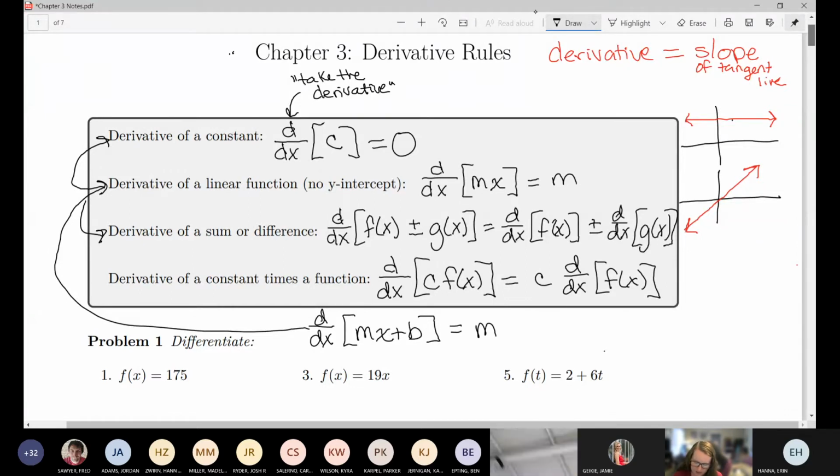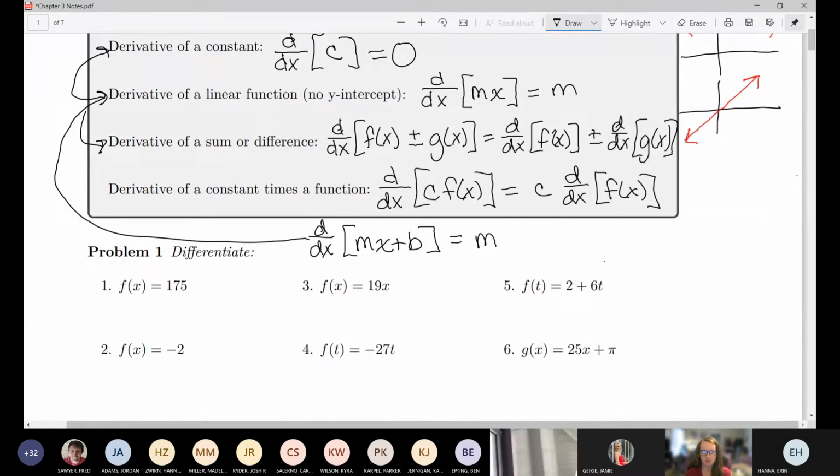So let's do some examples of these first set of rules. I'm going to do the first row, and then I'm going to have y'all try the second row by yourself. So say we want to take the derivative, we want to differentiate the function 175.